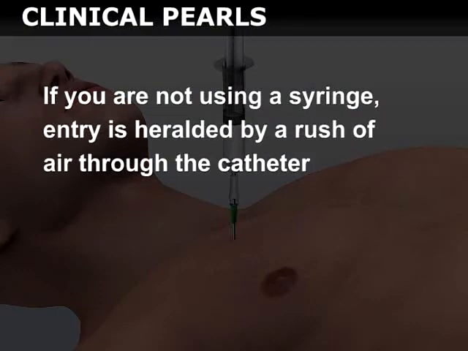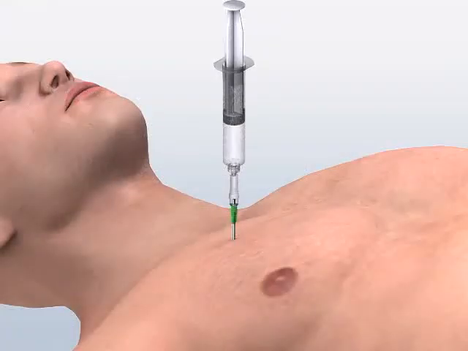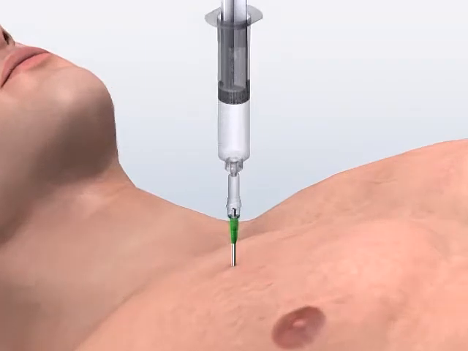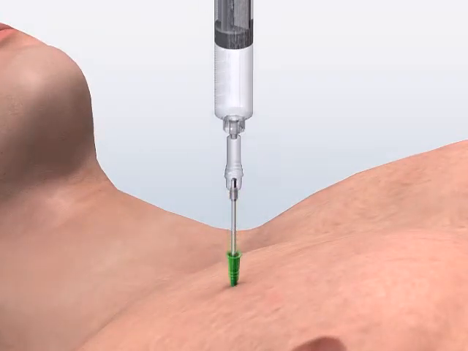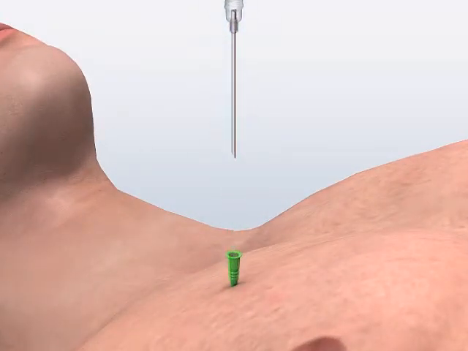If you are not using a syringe, entry will be heralded by a rush of air through the catheter. Stop advancement immediately once air is returned, and then carefully guide the catheter over the needle and into the chest. Remove the needle from the catheter and dispose of it in an appropriate manner.